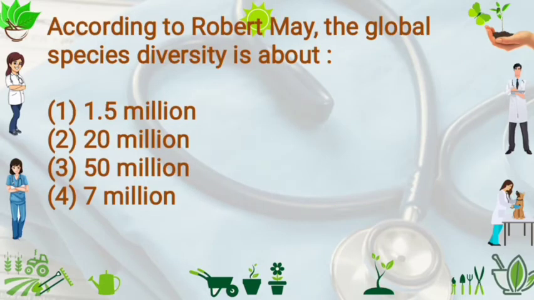Next is a direct question. According to Robert May, the global species diversity is about, the answer is 7 million.